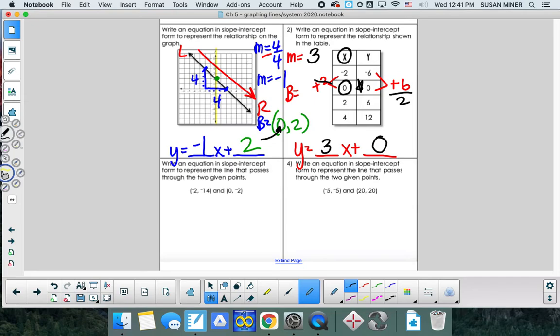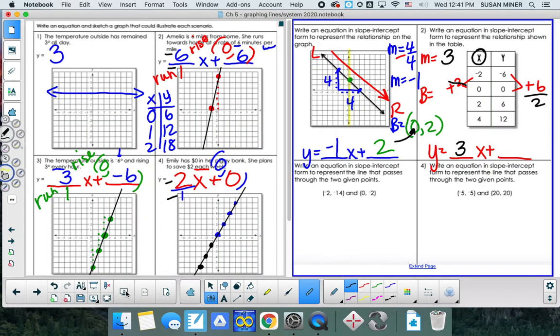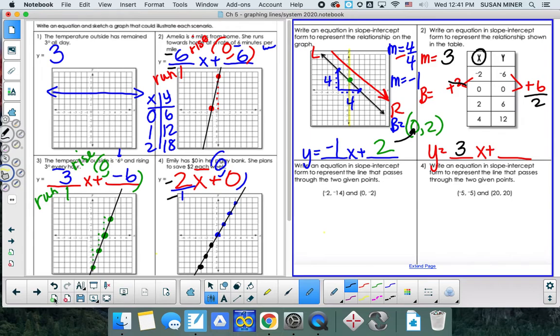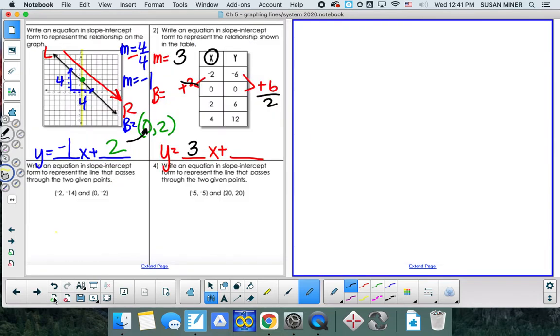But let's imagine that I didn't know that that was the case, or maybe I just didn't notice that 0 in my x column. What I can do instead is use one of my points to solve and find out what my y-intercept is. So I'm going to just split screen this really quick, but I am going to add in a blank page so that I can just kind of have some extra space in order to solve.